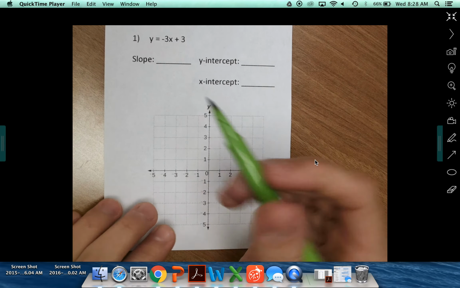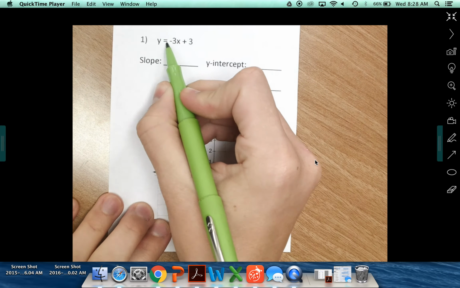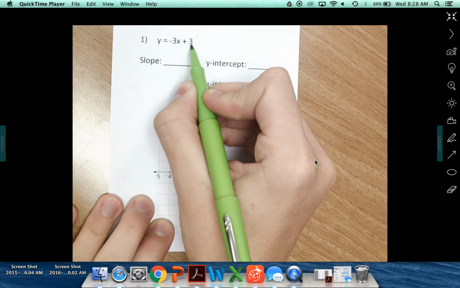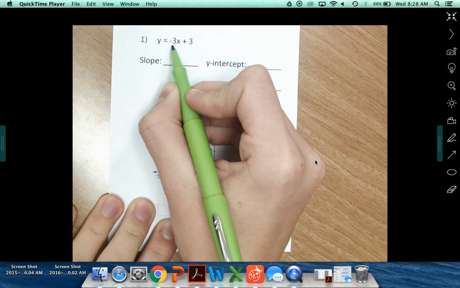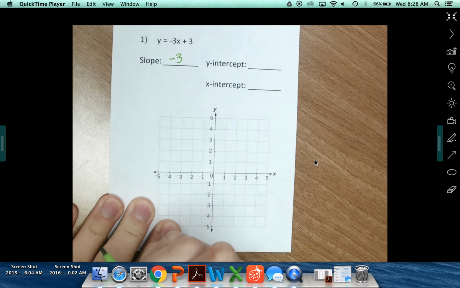So looking at example 1, our function or our equation is y equals negative 3x plus 3. Now we know our slope is next to our x. It's our m. So our slope is negative 3.